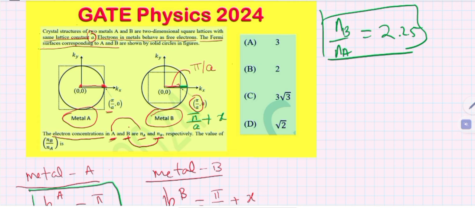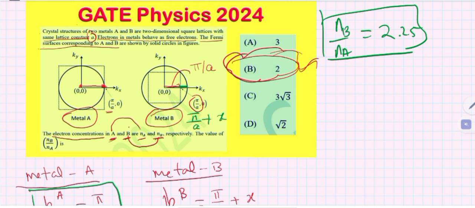So the NB by NA ratio is equal to 2. This is close to our result. Therefore, option B is the right answer. This is how we have to solve this.